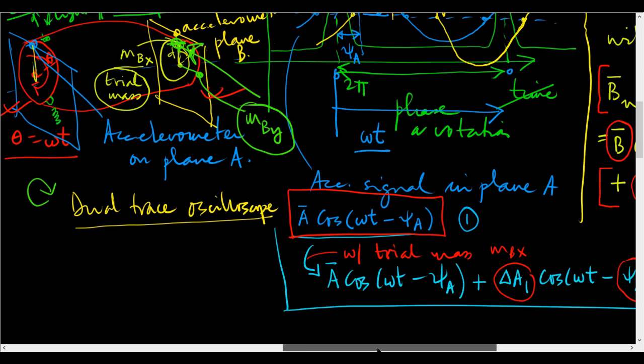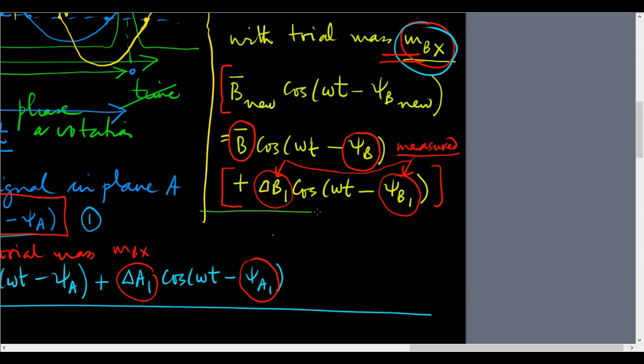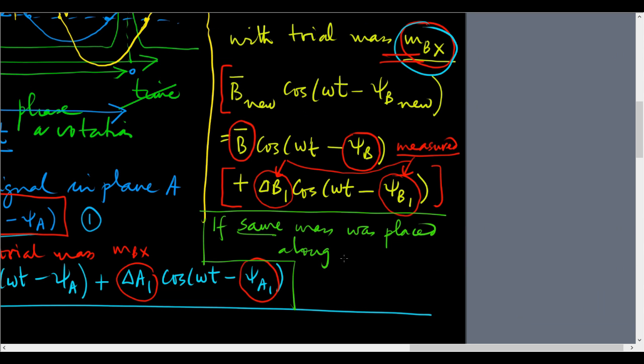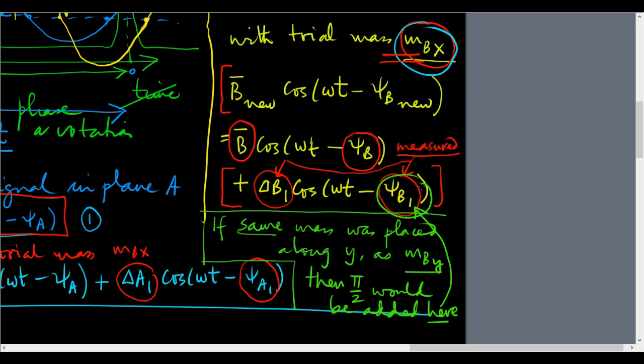This is why, if the same mass was placed along y as mby, then pi by 2 would be added here, plus pi by 2.